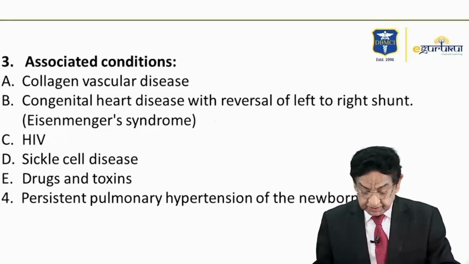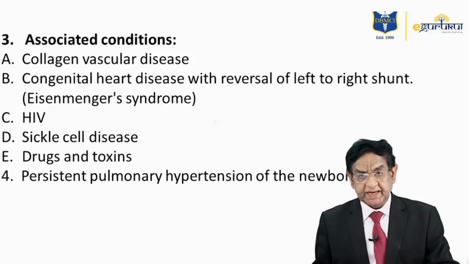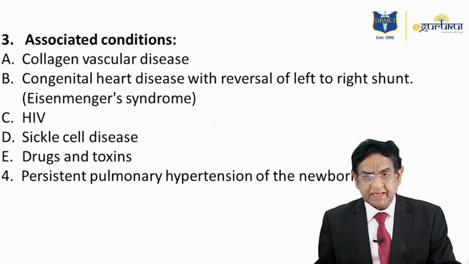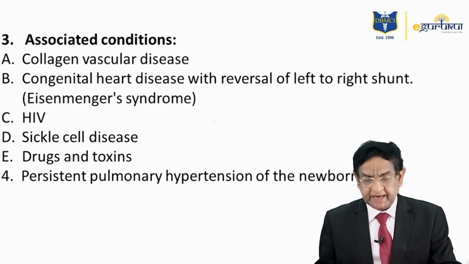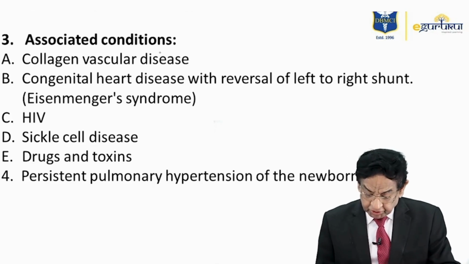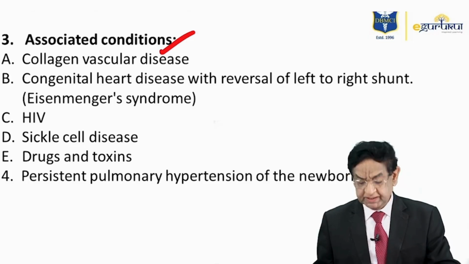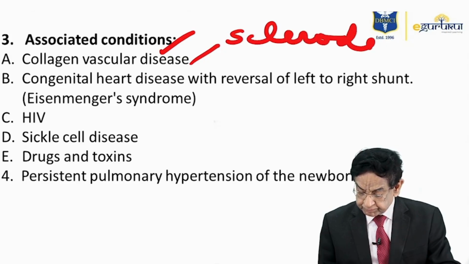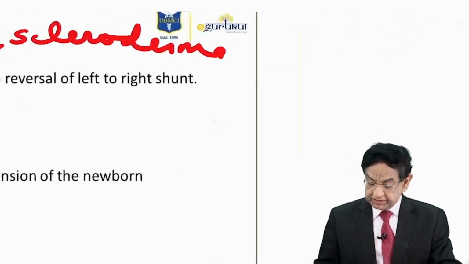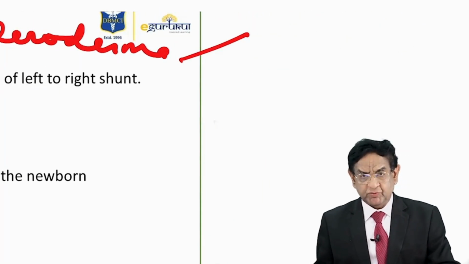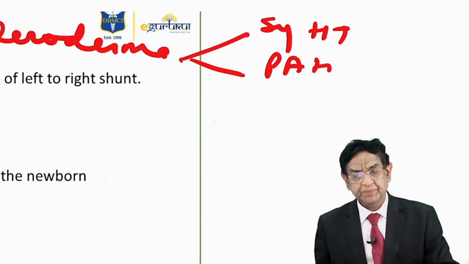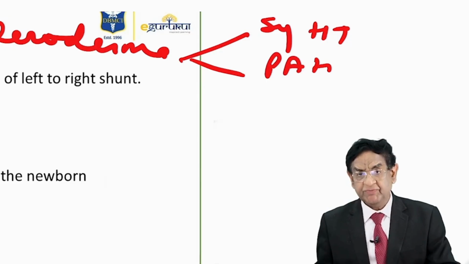Now, we got one idiopathic, one familial. Sometimes in group 1, it may also be associated with certain conditions like collagen vascular disease. The best example I can give is scleroderma. Something unique about scleroderma. Scleroderma is one condition where there is systemic hypertension and there is pulmonary arterial hypertension. Both are there. Something unique. It is not a very common phenomenon to happen.